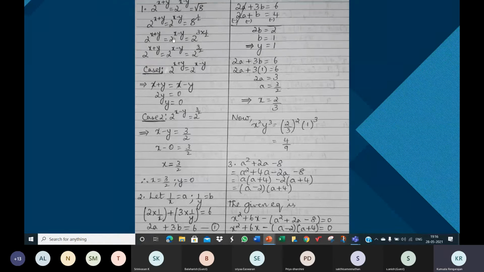And again, on equating these two, 2 to the power x minus y is equal to 2 to the power 3 by 2. This one, case 2. See, all the three are equal. You can equate any two. So on equating these two, bases are same. So x minus y is equal to 3 by 2. But we already found y is 0. So on substituting, you can get the value of x. So the value of x is 3 by 2 and y is 0. See where you've gone wrong in the second one.